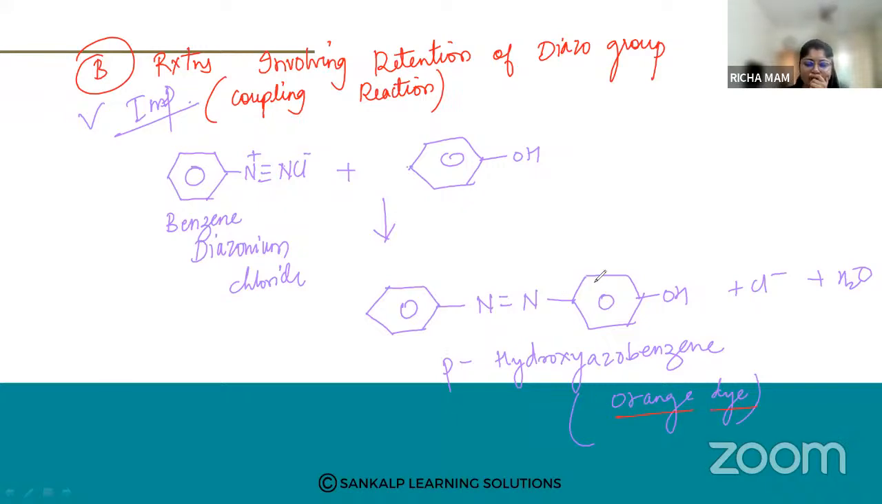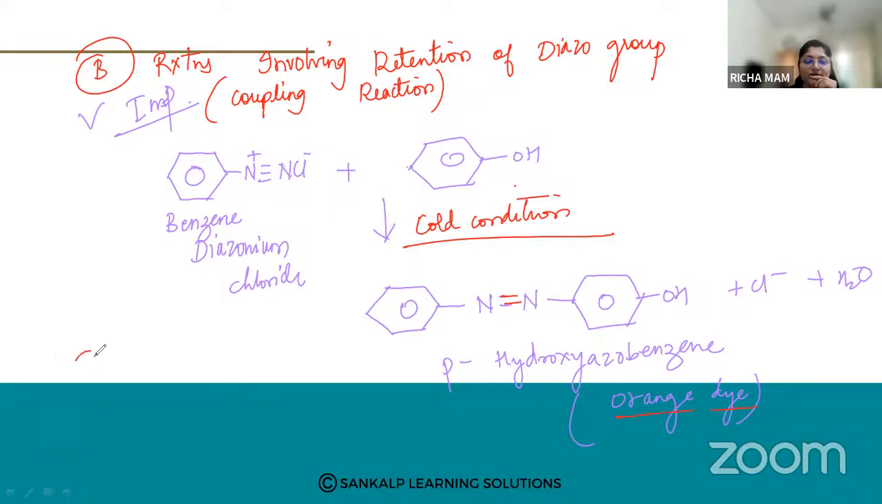So what we are going to do, we are going to take benzene diazonium chloride and react it with a compound like phenol. We are going to take this solution in cold condition. In this cold condition, it forms an azo compound, a bright colored dye, which is called an azo dye. And this reaction is called a coupling reaction.